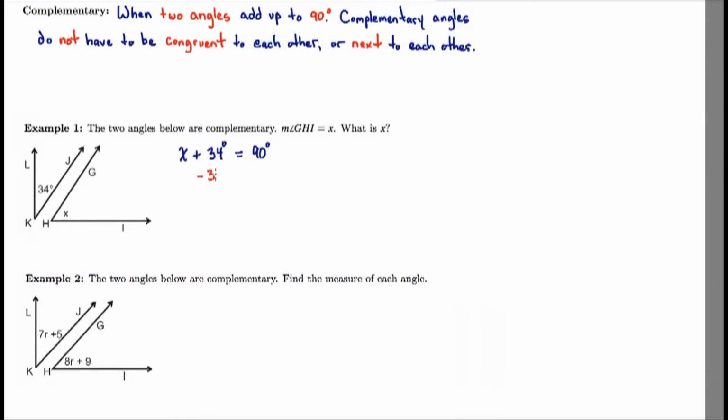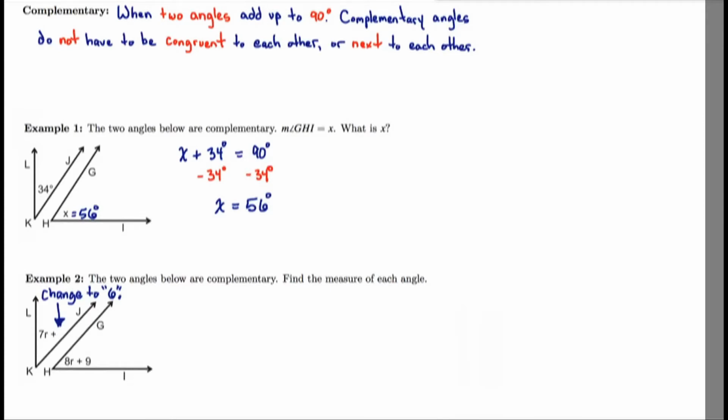The measure of angle GHI equals x. What is x? So we know complementary angles add up to 90. So x plus 34 equals 90. Subtract 34 to both sides. X is 56.